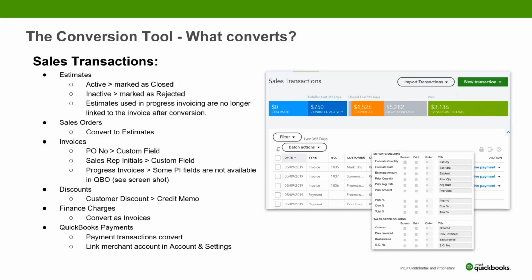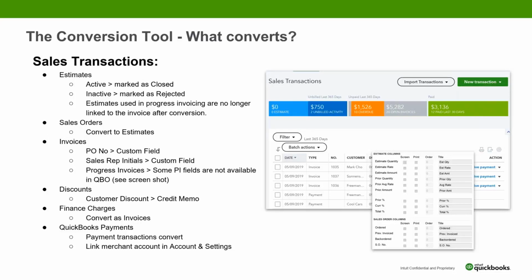Estimates do come over. Active ones are marked as closed. Inactive are marked as rejected by the conversion tool. So another thing to take a look at once everything comes over. Estimates that are used in progress invoicing in Desktop no longer have that link from estimate to invoice. So if they do want those connected, that's another workflow there for you. So just make sure your client is aware that they will no longer be linked. Sales orders convert to estimates because there is no sales order feature in QuickBooks Online.